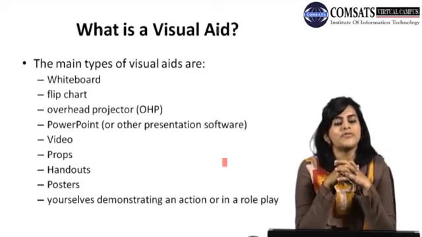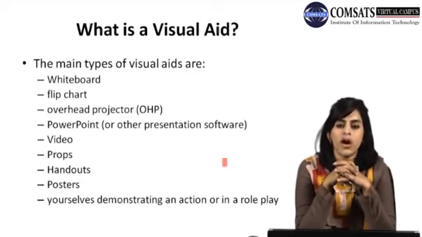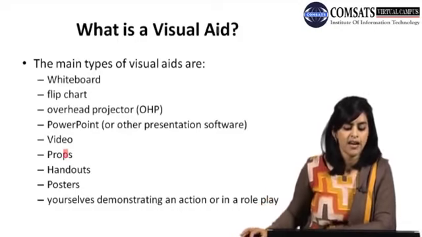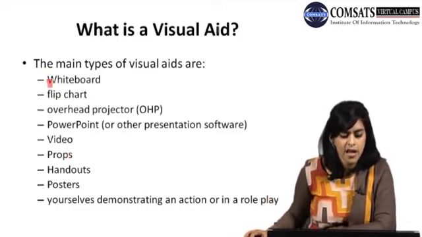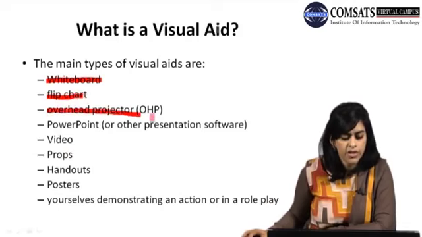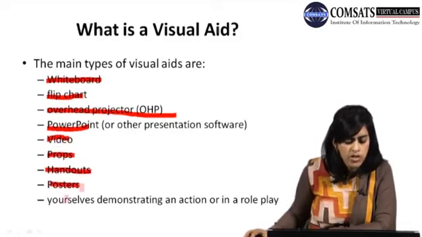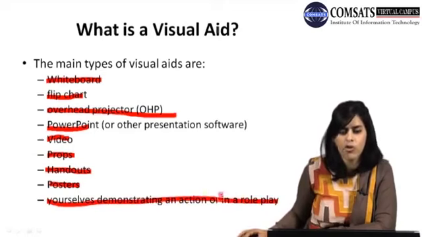Now, as we move on, let's talk about what a visual aid is. The main types of visual aids are, as you see on the slide, the whiteboards, sometimes the flip charts, overhead projector, PowerPoint or other presentation software, Adobe or Photoscape or anything, then videos, props, handouts, posters, and you yourself demonstrating an action or doing a role play.